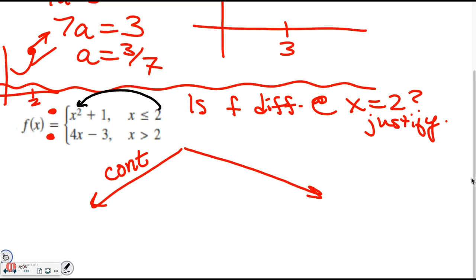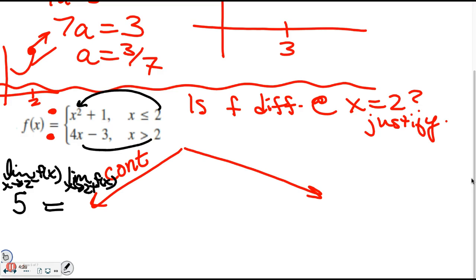We would say 2 squared plus 1, right, is equal to 5. That is the limit as x approaches 2 from the left of the function, correct? We're going to see, does that equal the limit as x approaches 2 from the right of the function? We're seeing if it's continuous. When I put in a 2 here, I also get 5. So far, I'm undecided, but I'm not a definite no, right?